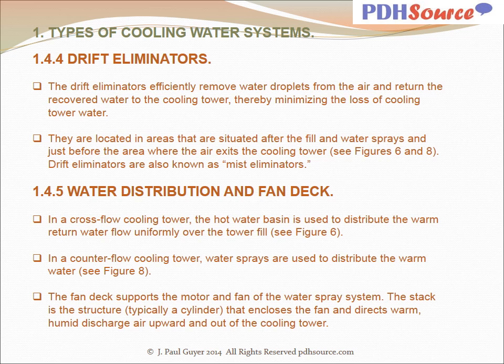The drift eliminators efficiently remove droplets from the air and return the recovered water to the cooling tower, thereby minimizing the loss of cooling tower water. They are located in areas that are situated after the fill and water sprays and just before the area where the air exits the cooling tower. Refer to Figures 6 and 8. Drift eliminators are also known as mist eliminators.